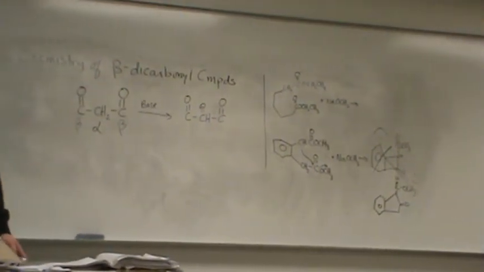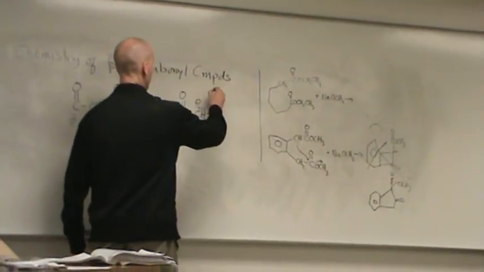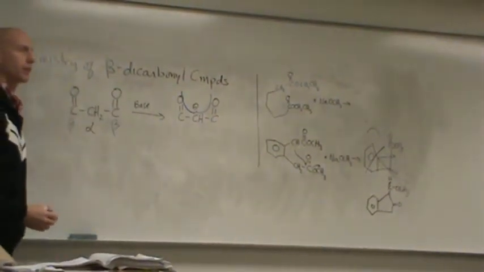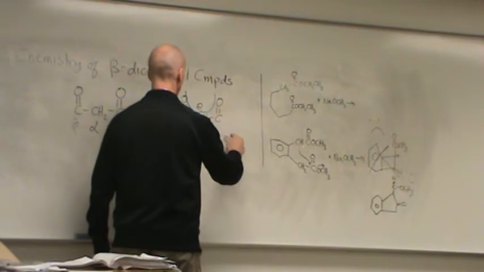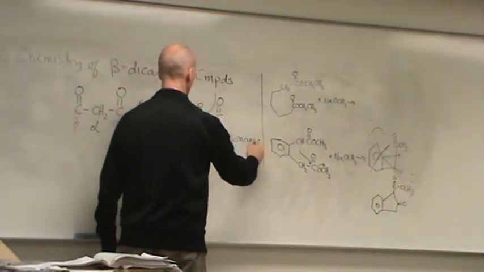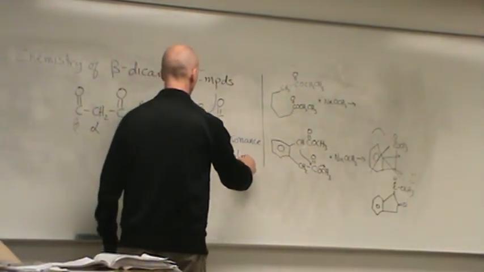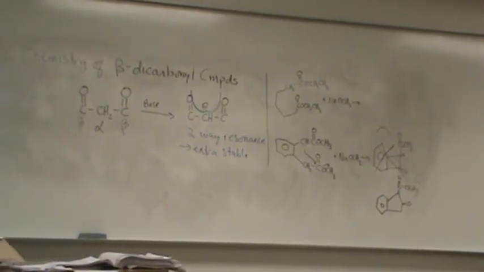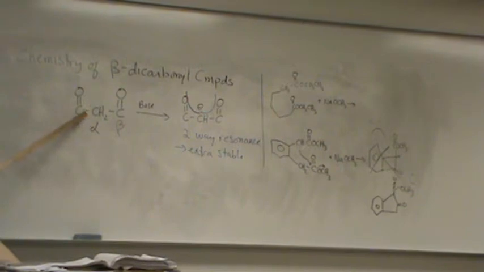Okay. So if you look, my enolate ion can resonance stabilize this way and resonance stabilize this way. Okay? So here we have two-way resonance, so that makes an extra stable enolate ion. Okay. So what does that say about the acidity of these alpha hydrogens? They'll be extra acidic.